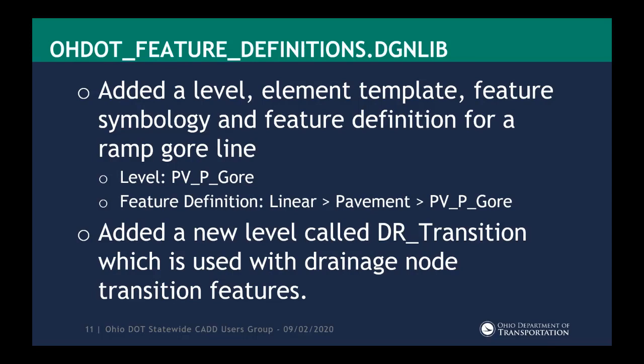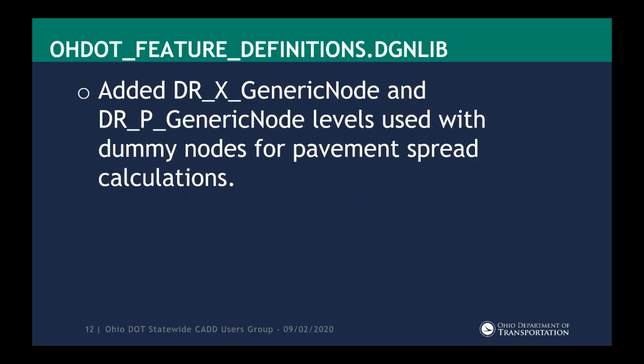A new level, element template, and feature definition for the ramp gore lines was added, and a new level for the drainage transition was added for use with the drainage transition features, the drainage node transition features. Lastly, for the feature definition DGN library, levels for existing and proposed generic nodes were added for the pavement spread calculations.